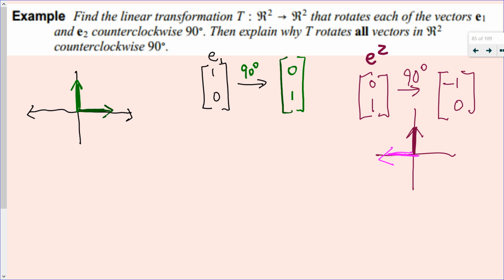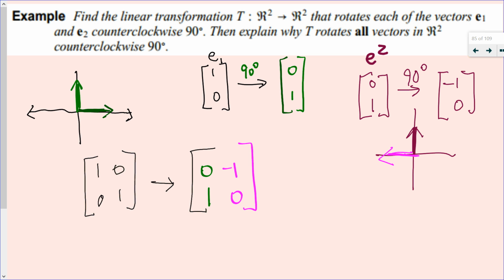So my pre-image is just my identity matrix, 1, 0, 0, 1. e1 goes to 0, 1. That's my new e1. And e2 becomes negative 1, 0. So I think of what happens to e1 and e2: e1 becomes 0, 1, e2 becomes negative 1, 0. And that is the A for a 90-degree rotation.